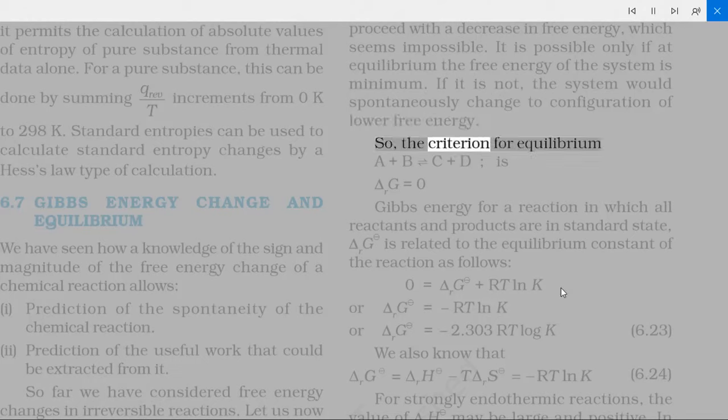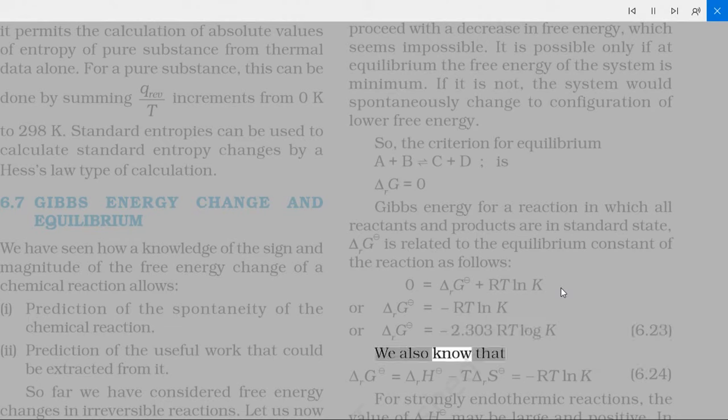So, the criterion for equilibrium A + B ⇌ C + D is ΔrG = 0. ΔrG° is the Gibbs energy for a reaction in which all reactants and products are in standard state. ΔrG° is related to the equilibrium constant of the reaction as follows: 0 = ΔrG° + RT ln K, or ΔrG° = –RT ln K, or ΔrG° = –2.303 RT log K.